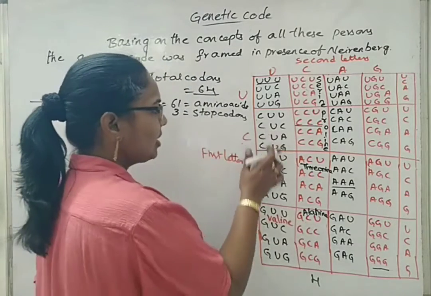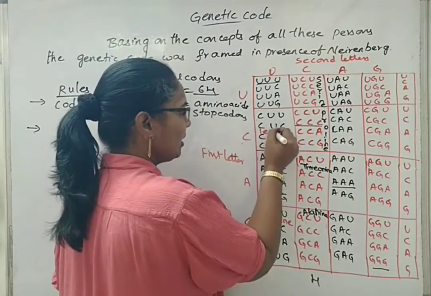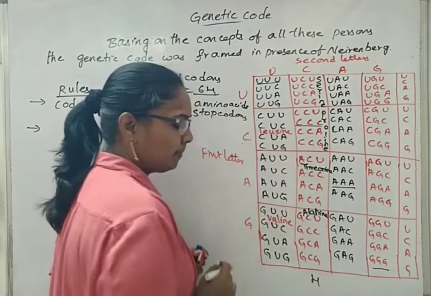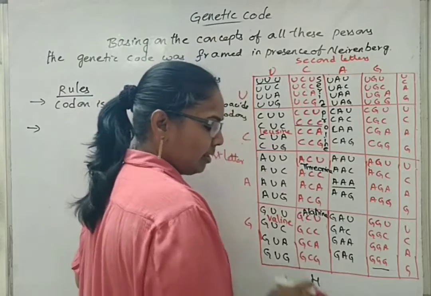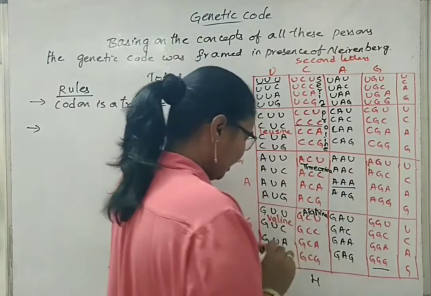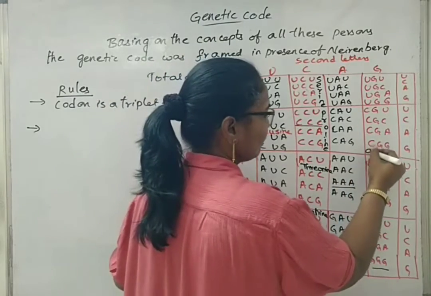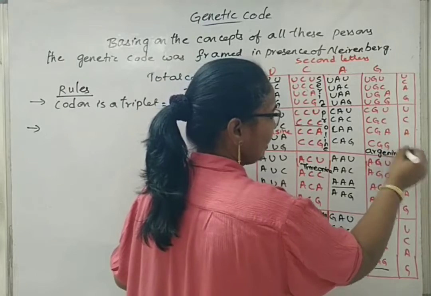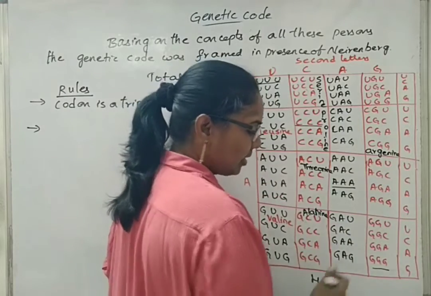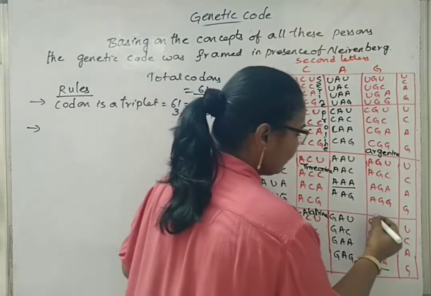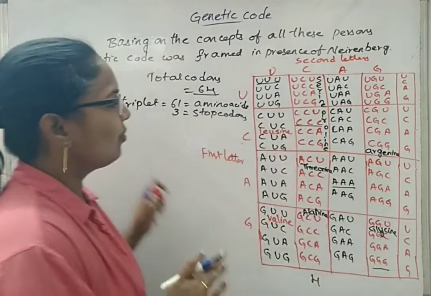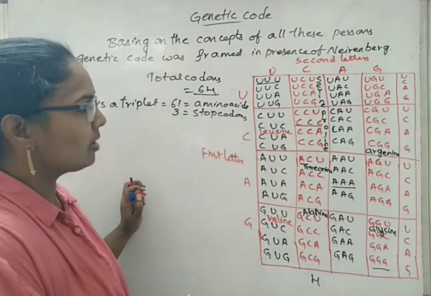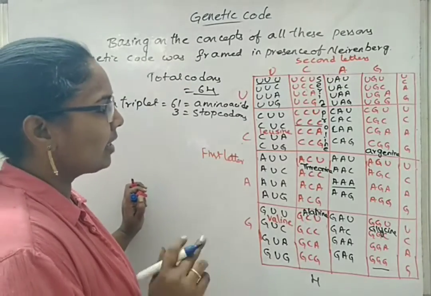Valine here. These four also code for leucine. L-E-U, leucine. Next, what are again four different types if you see? Here it is arginine. Arginine, four in number. Next, another one here is glycine. You see this one, glycine. So four codons in number code for one type of amino acid.